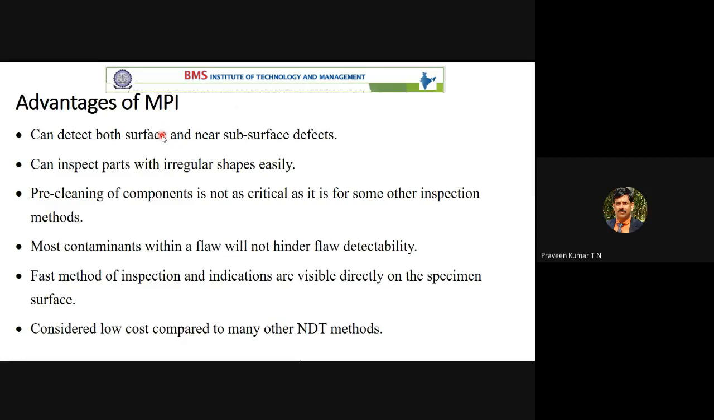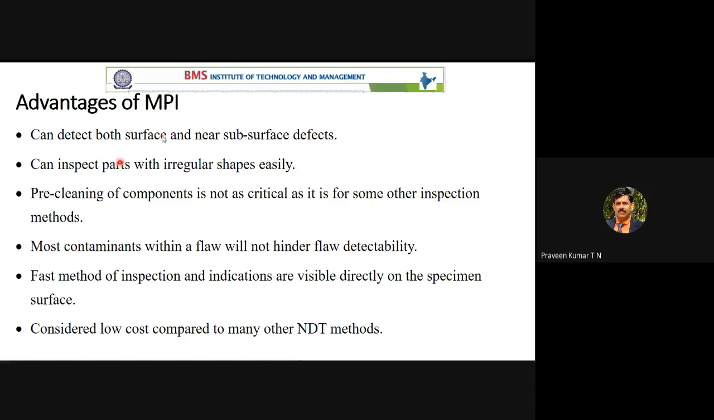If the specimen thickness is very small, then it can be used for both surface as well as subsurface defects. If the thickness is much bigger, like 10 centimeters, then magnetic particle testing can be used for finding only the surface crack, not a subsurface crack or a crack at the midpoint at a depth of 5 or 6 centimeters. It is very difficult to find out.